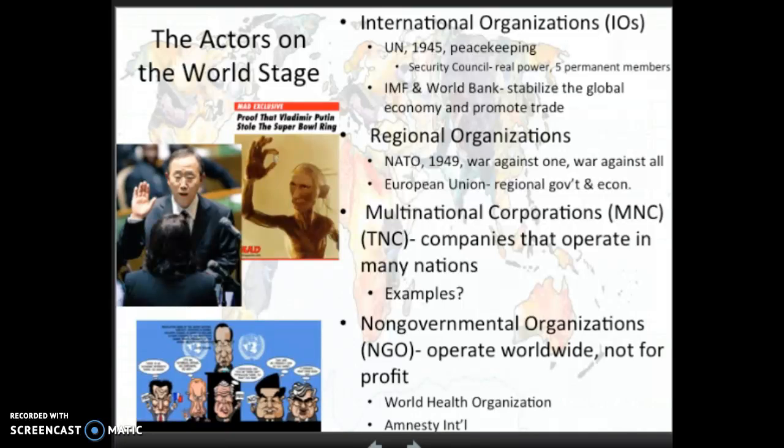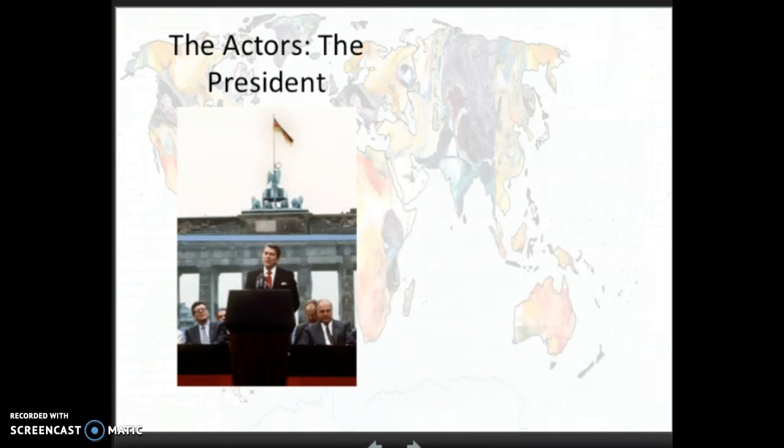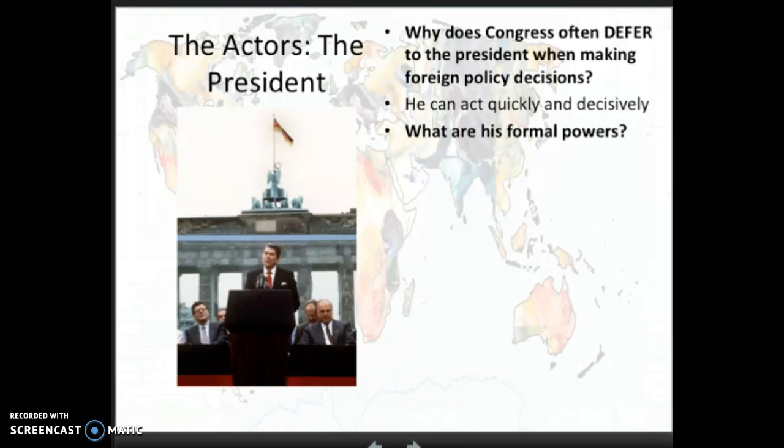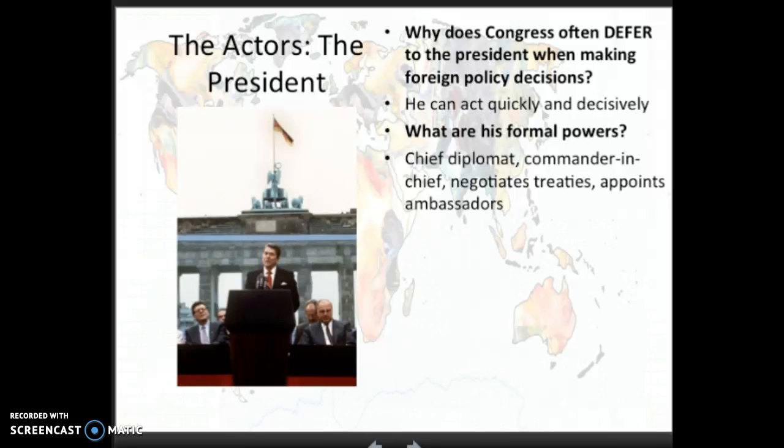Okay. Then we have the roles of the president. This is very much review. Congress will defer power to the president when it comes to foreign policy decisions, and so generally the president has a lot of power over foreign policy. Because he is one person, he can act quickly and decisively. His formal powers: he is chief diplomat.